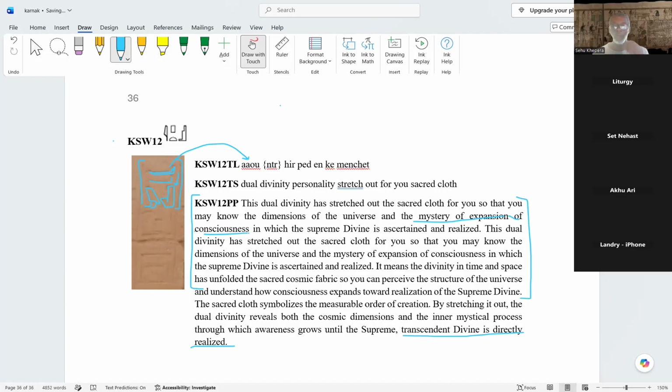And perceiving the structure of the universe is only one step in a process of mystic integration. What you're really trying to do is realize the supreme divine, which is one's own true nature. Understanding the universe alone is not enough. And that's how, relating it to the current context of humanity, people who are very scientifically adept get caught. They think the knowledge of the science is the arrival of the truth.